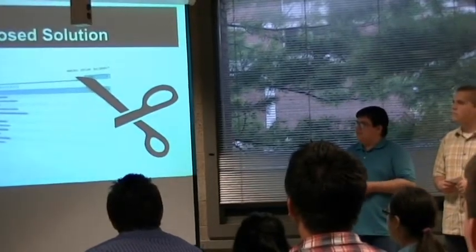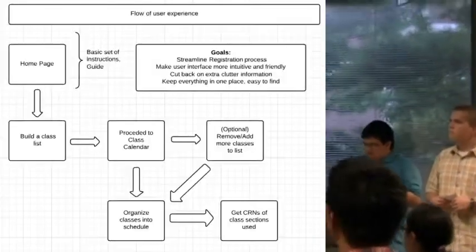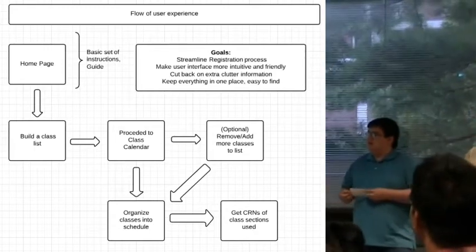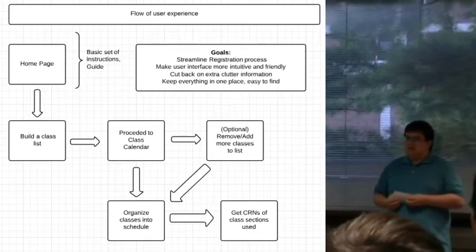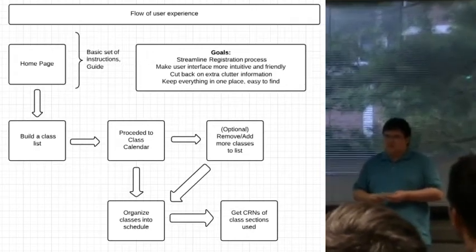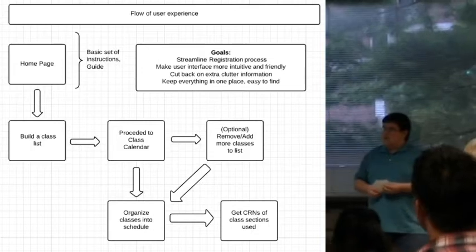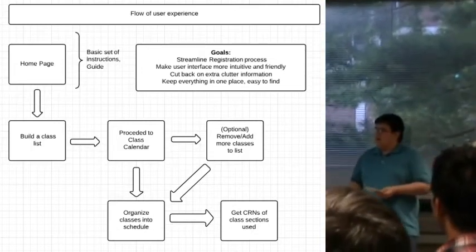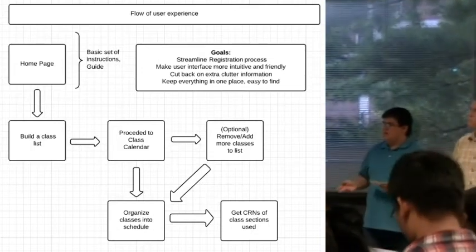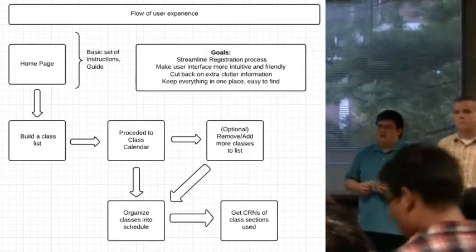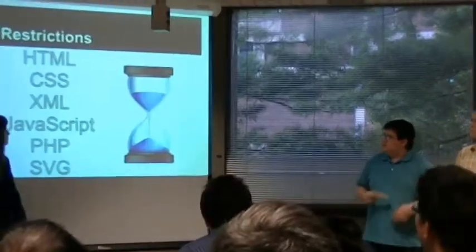So basically this is the basic flow chart of how you use our new system. What you do is you build a list of the classes you need. You don't have to choose specific sections or anything, just put the list of classes in. And then you proceed and it brings you to a calendar where you can more easily organize your classes into sections, and it helps you make them fit together better.